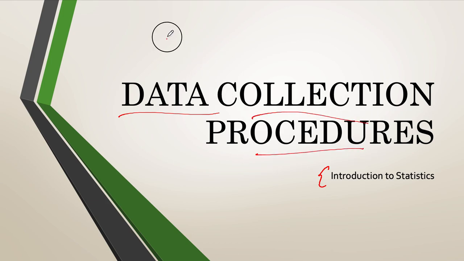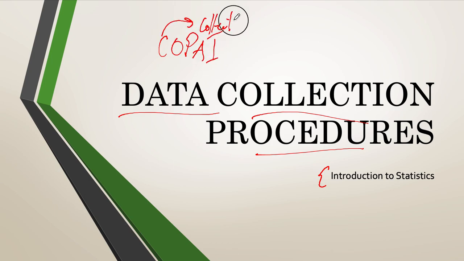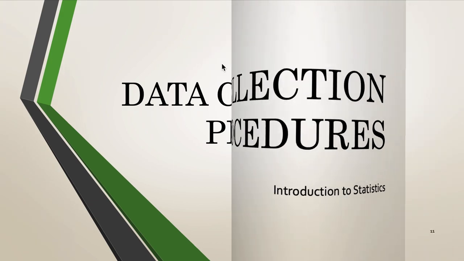Again, we define statistics as COPIA of data. C here stands for collection, remember? O means organization, P means presentation, A means analysis, and I means interpretation. So in statistics, what we need to do first is to collect data in order for us to continue the process.